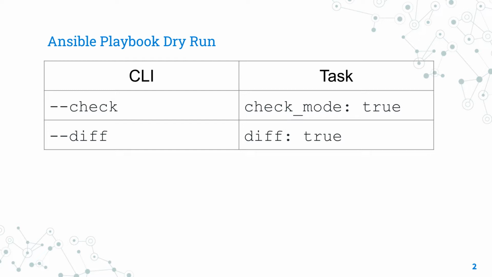It's common to combine the two modes, --check --diff, in order to simulate the execution and have a full report of changes and increase the execution verbosity.